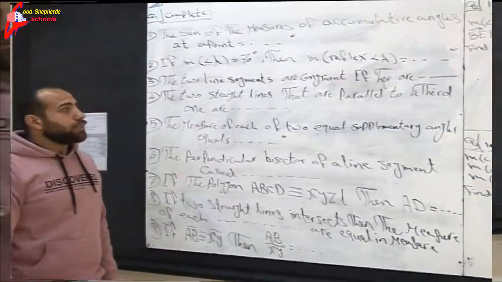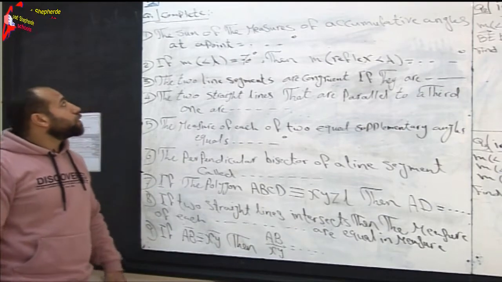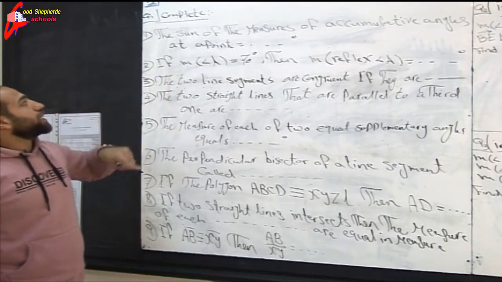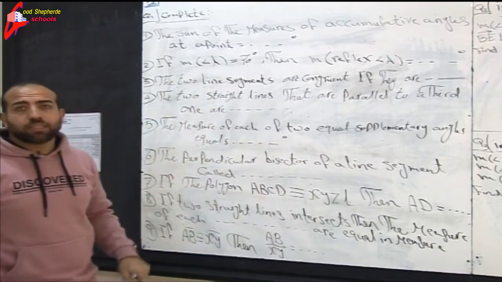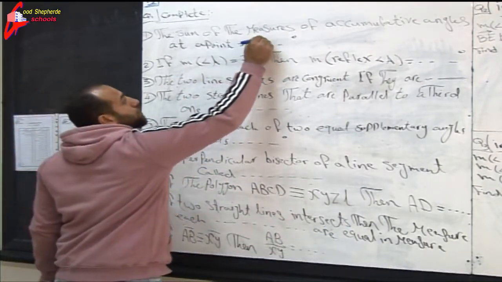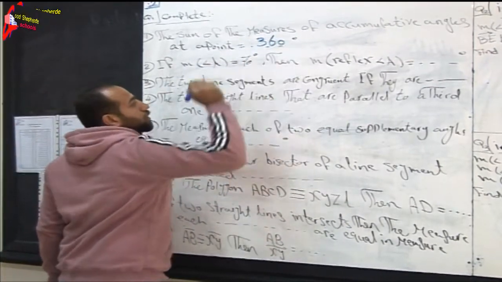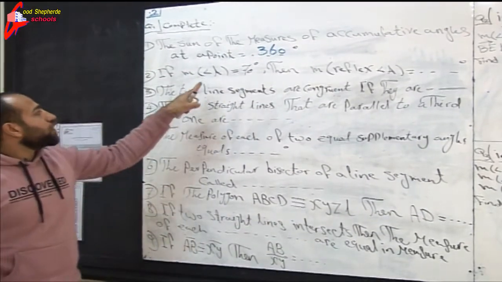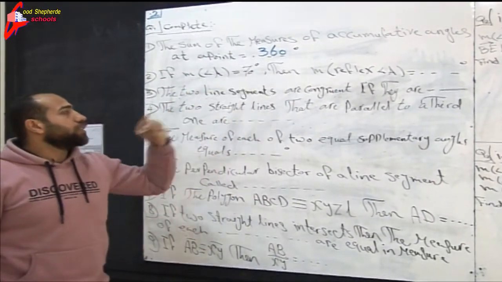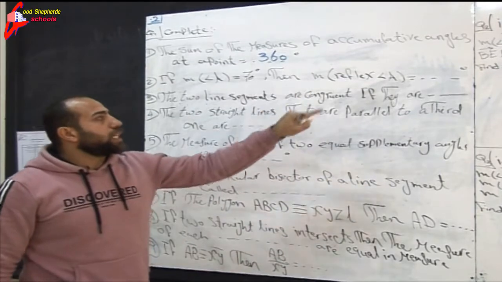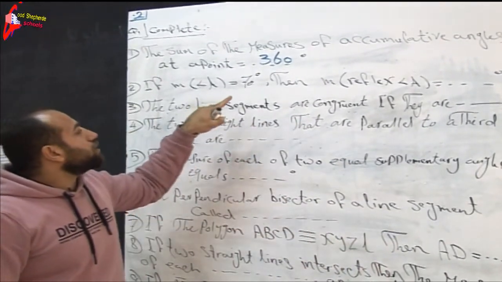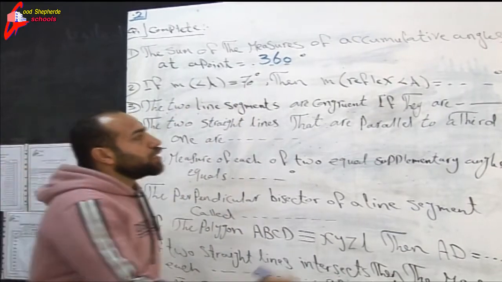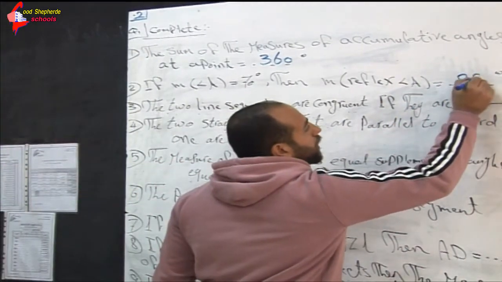Thanks. Second, geometry board. Question number 1, complete. The sum of measures of accumulative angles at a point equals 360. If measure of angle A equals 70 degrees, then measure of reflex A: to find the measure of the reflex angle, make 360 minus 70. You will get 290 degrees.